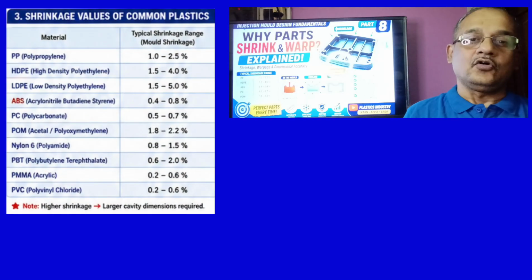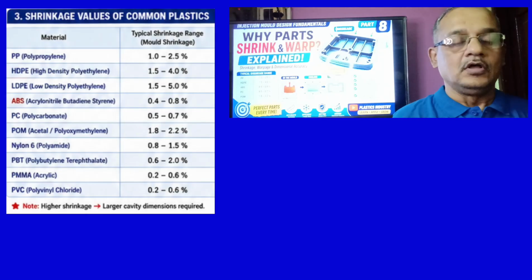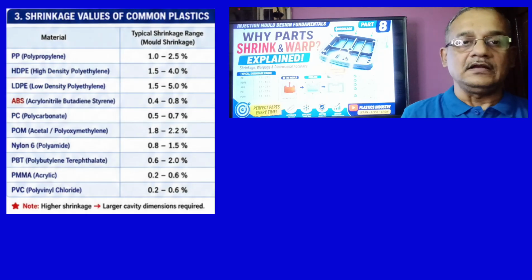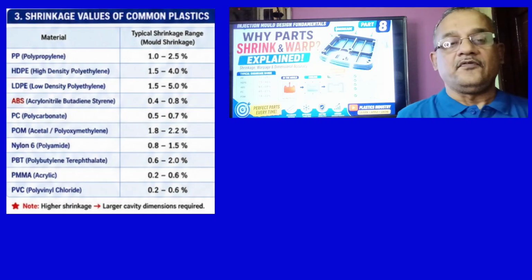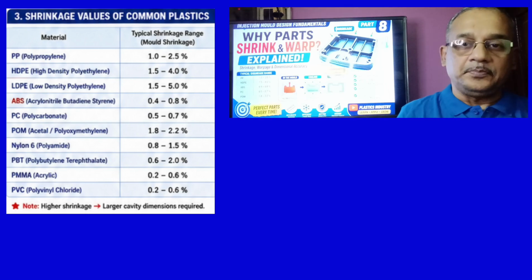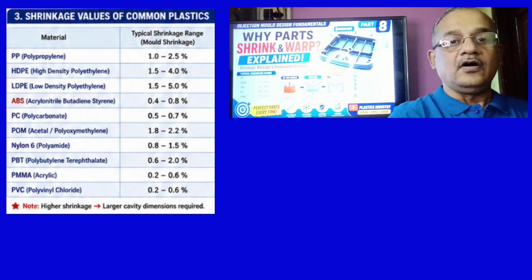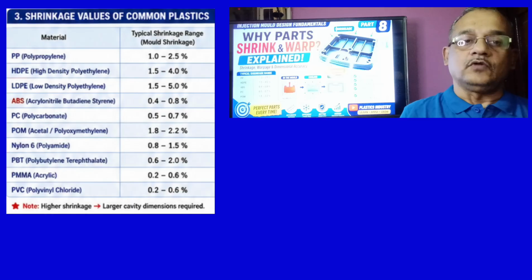Shrinkage values of common plastics. Typical mold shrinkage values you must know. For polypropylene, it is 1 to 2.5%. For HDPE, it is 1.5 to 4%. For LDPE, it is 1.5 to 5%. For ABS, it is 0.4 to 0.8%. For PC, it is 0.5 to 0.7%. For POM, it is 1.8 to 2.2%.